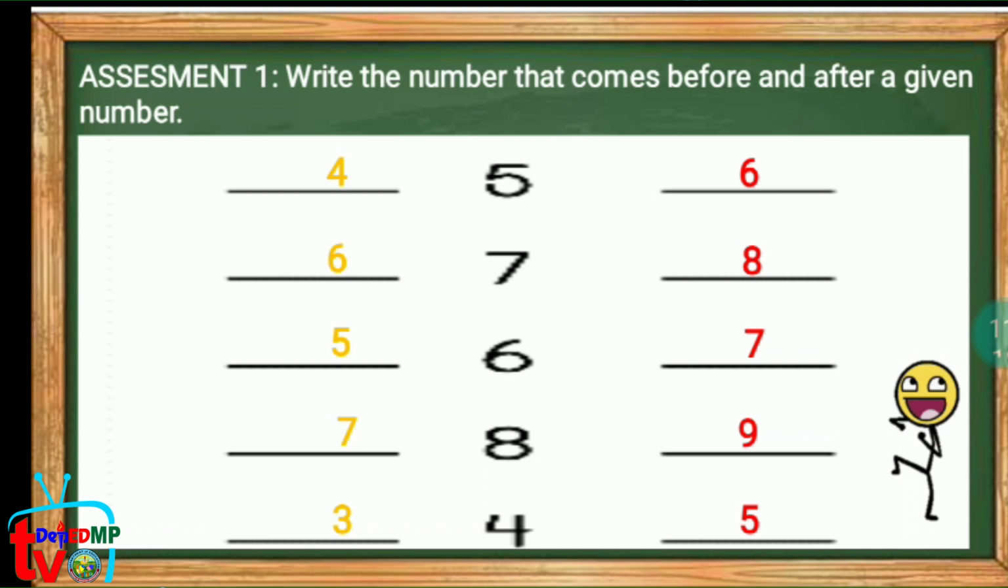If you're done, here are the correct answers. 4 comes before 5 and 6 comes after 5. 6 comes before 7 and 8 comes after 7. 5 comes before 6 and 7 comes after 6. 7 comes before 8 and 9 comes after 8. 3 comes before 4 and 5 comes after 4.